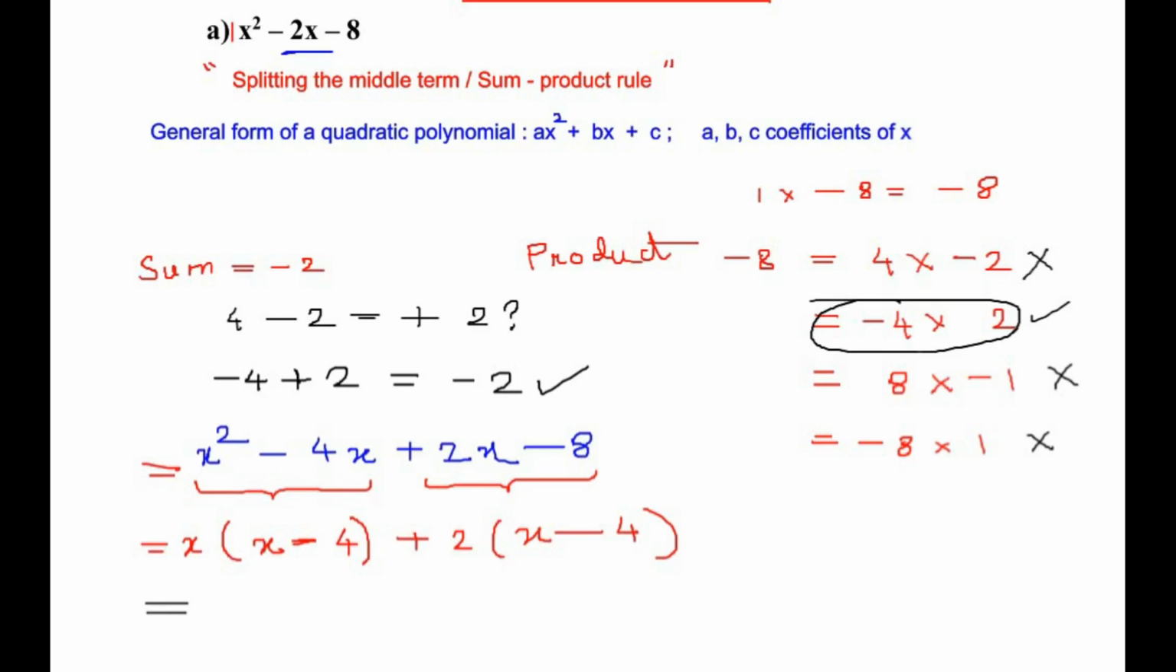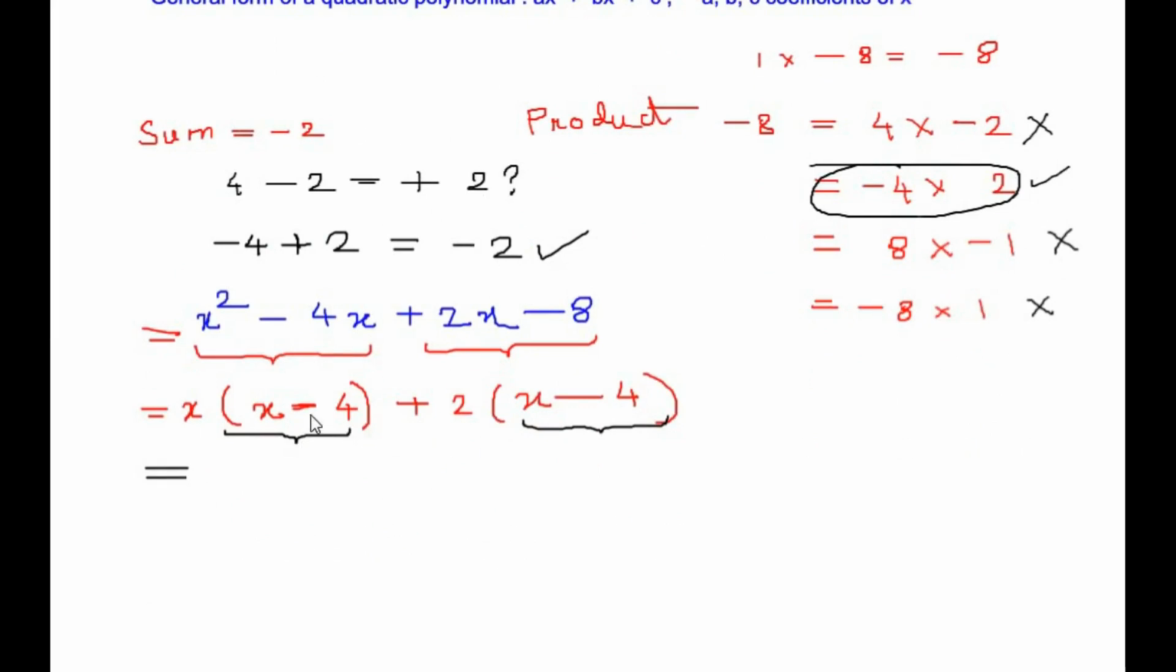Now you have to check that the terms in the bracket are the same. If you are getting some different answers, for example if you get x minus 4 here and x plus 4 here, then the factors you have taken are wrong. So this gives you a kind of verification that if both the bracket terms are the same, then you have taken the correct factors. Now here we can see that x minus 4 is common in these two terms. We can take out the x minus 4 in one bracket and x plus 2 in the second bracket.